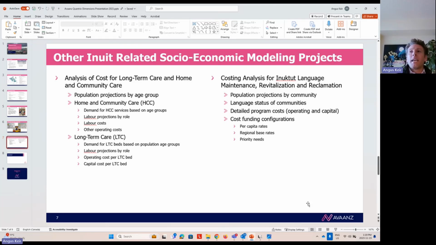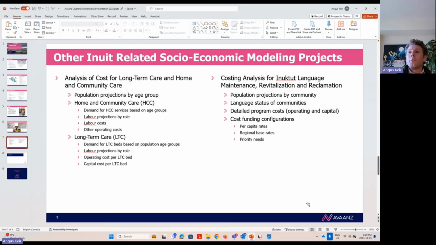From that analysis, we came out with some very interesting results, because there's going to have to be capacity building to meet the demand for these services, and the jobs and staff you'll require to perform those services, as well as the cost to implement these services that don't currently meet demand.